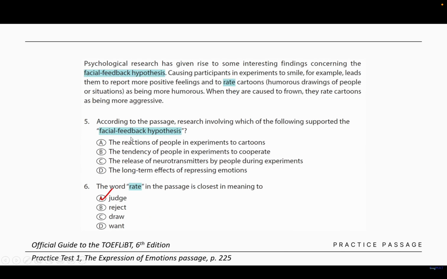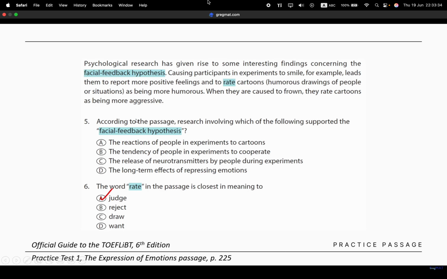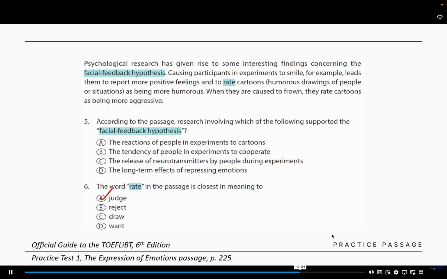Let's go to number 5. Another factual question. Well, we can do this one together. Any volunteers want to kind of walk through this together? All right, let's go to Suvajit. So Suvajit, step number 1. How do we know it's factual? Yeah, according to the passage. Okay, very good. And it says research involving which of the following supported the hypothesis. Can you rephrase that?